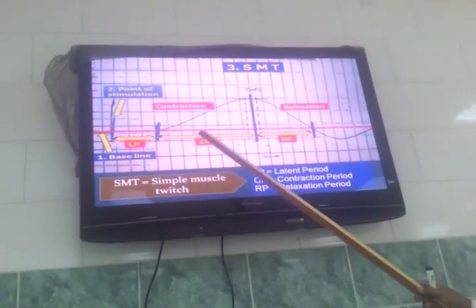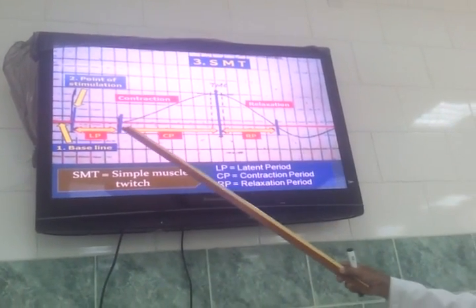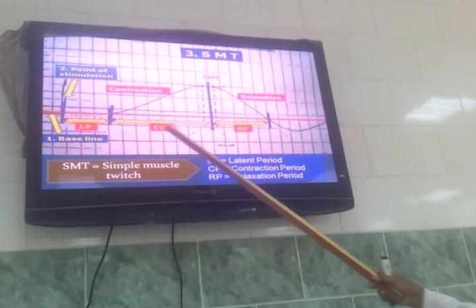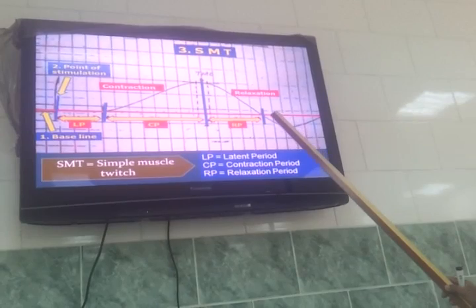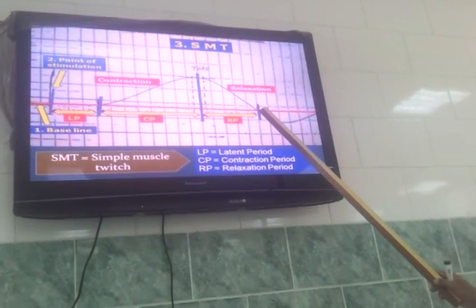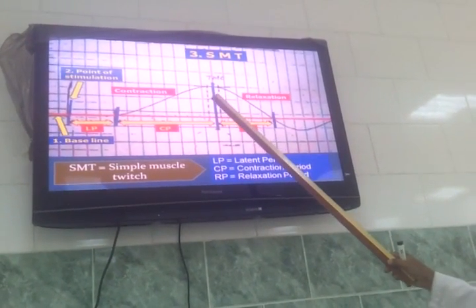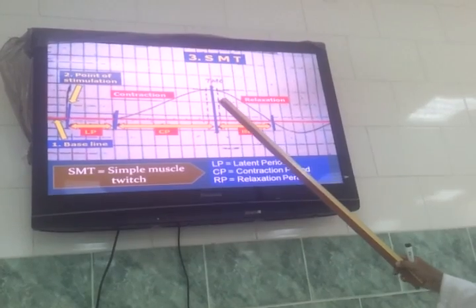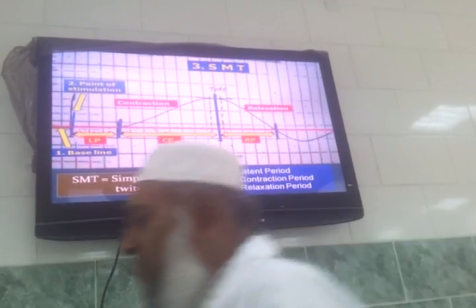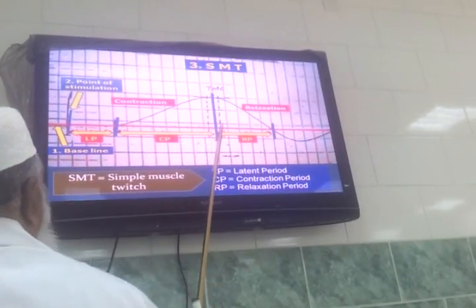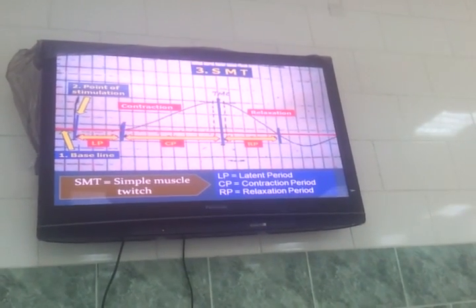Here latent period, here contraction time, this is the first line of twitch peak, this is the second line of latent period, so this is contraction period. Second line of twitch peak, this is the point where the curve reaches baseline, so relaxation time or period, and this is the twitch peak duration. So 5 parameters we can measure.